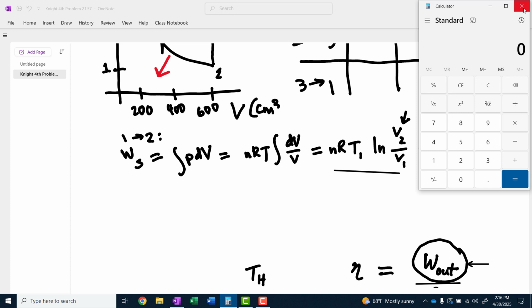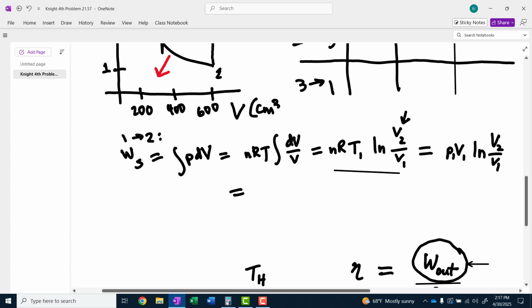Okay. So I'm going to use the nRT version. Well, let me do the log first. V2 over V1, isn't that 1/3? The final volume is 1/3 of the initial volume. So 1 divided by 3, hit equals, and I'll take the natural log of that. I do get a negative number. Then I multiply by the number of moles, which was 0.0244 times 8.31 times that initial temperature of 300 kelvins. And I do get the same number that the publisher got.